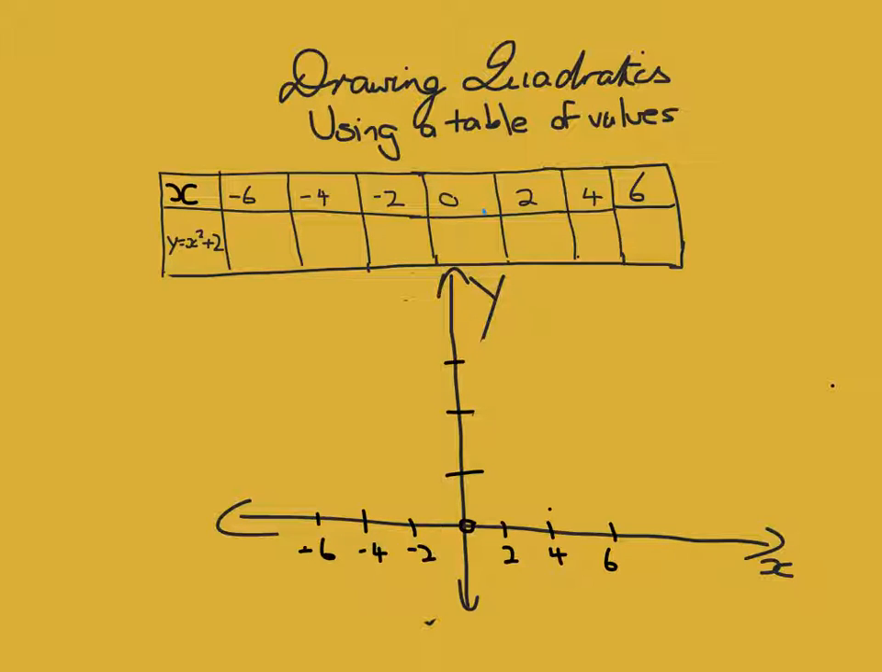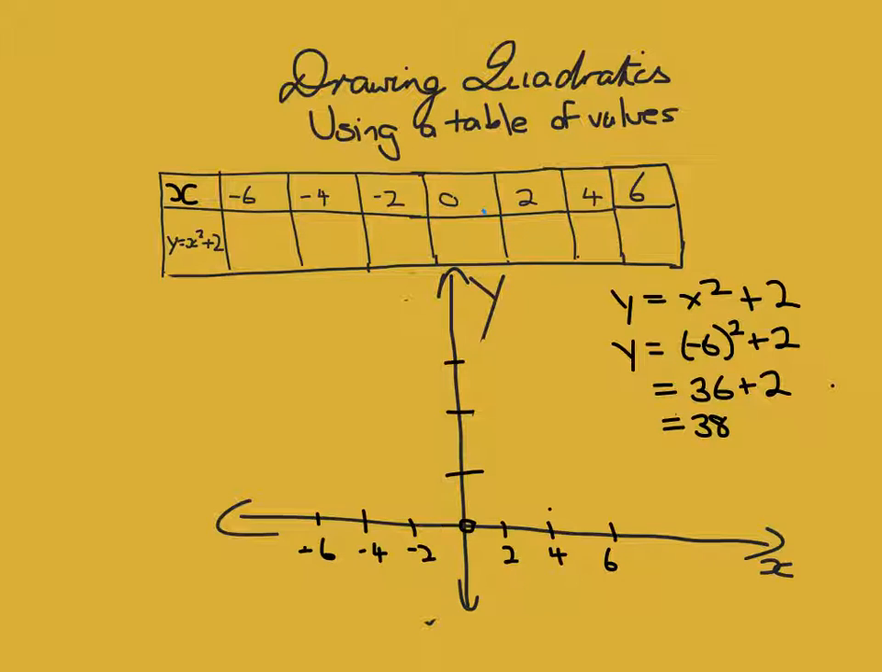So firstly, we've got y equals x squared plus 2. That's our general equation. And our first value for x is negative 6. So I'm going to find the y value when x is negative 6. y is going to equal negative 6 squared plus 2. Put that in your calculator and you'll get 36 plus 2 is 38. The really important thing to notice here is that I've put the negative 6 in brackets.